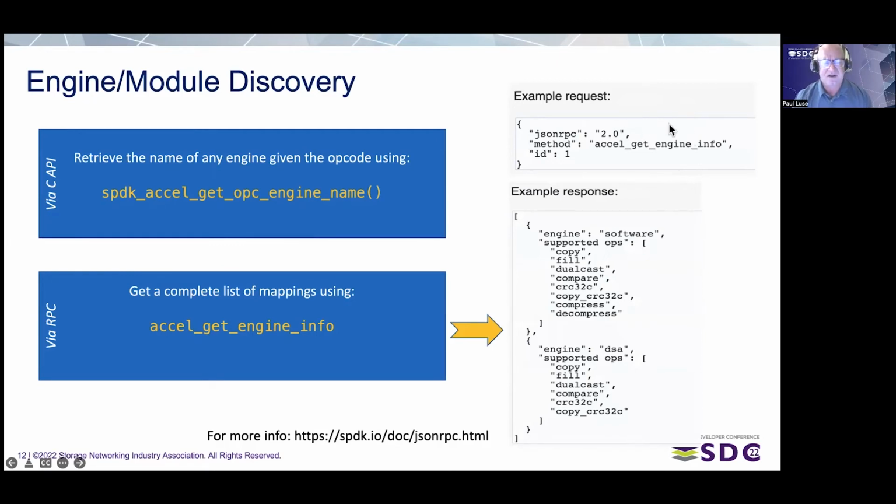engine info. Tell me everything you've got that's been initialized and what opcodes they potentially handle, right? So this doesn't show you the mapping. This just shows you what is available, right? This is your discovery operation. So in this response, you see we get this JSON formatted response where the first element is, hey, I've got an engine. It's the software engine. Here's all the opcodes that it can handle. Oh, I also have DSA that's available. It's initialized. You can use it. And here are the opcodes that it handles, right? So this gives you an idea of what you've got available.